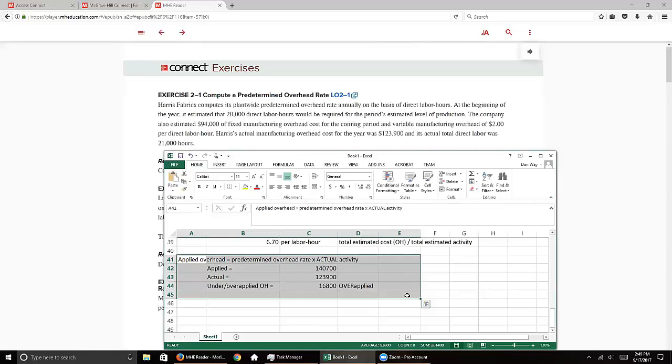No? Okay. I'm good. Because if I'm a betting person, I don't even have to bet. I can guarantee on exams you certainly will need to be able to come up with predetermined overhead rates. You'll need to come up with applied overheads, and you'll need to come up with under or over applied overhead.